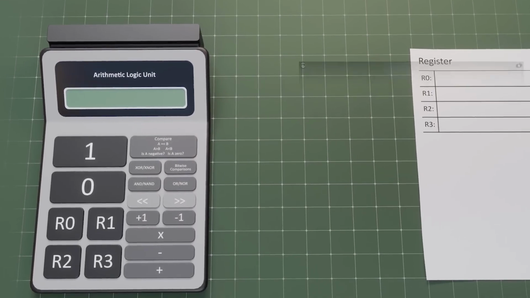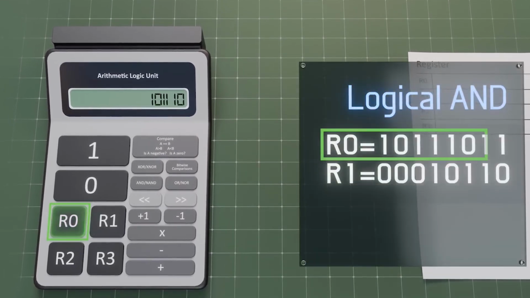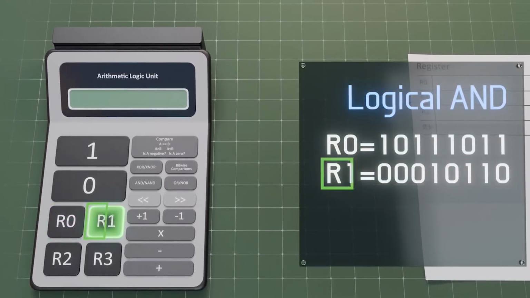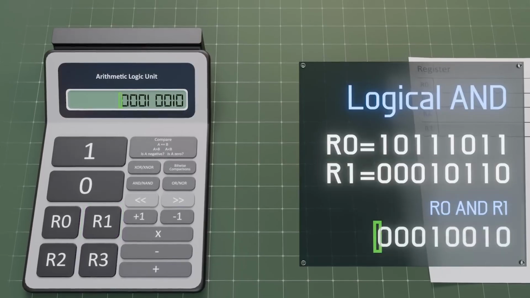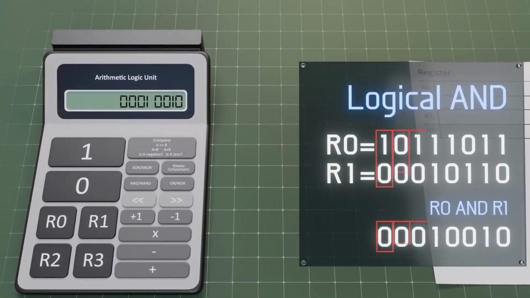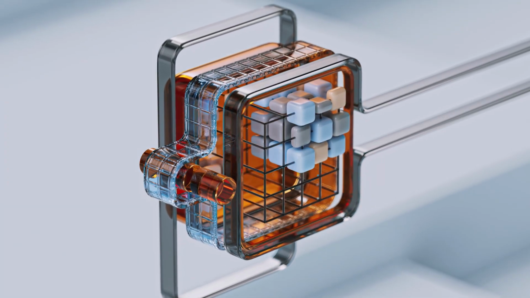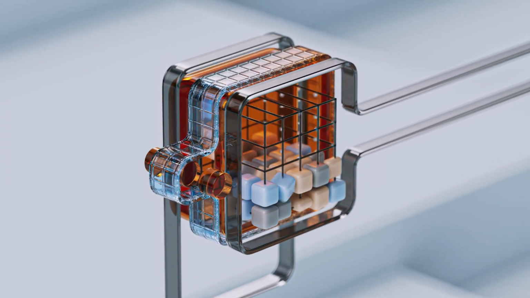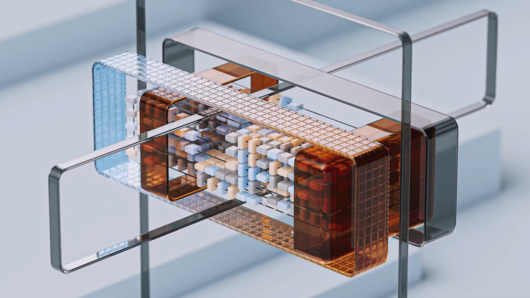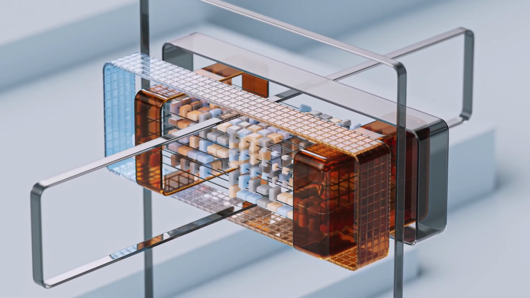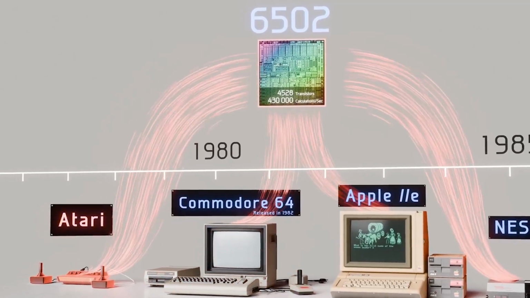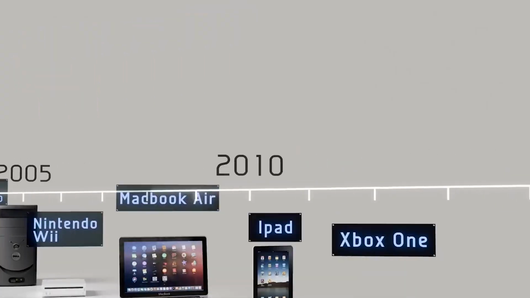Every processor follows a simple cycle: fetch, decode, execute. First, it fetches an instruction from memory. Then it decodes that instruction to understand what it means. Finally, it executes it. Then it repeats the process again and again, billions of times per second. This simple loop is the core of all computing. It's the shared DNA across every processor built over the past 50 years.